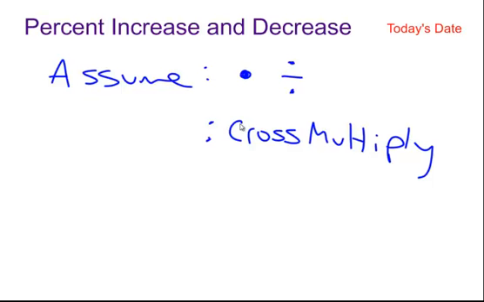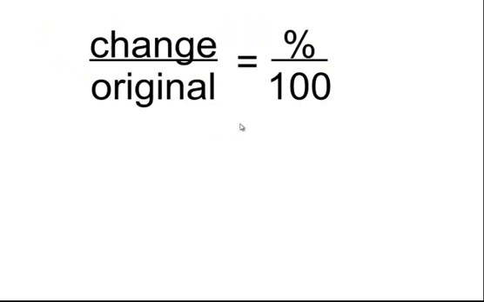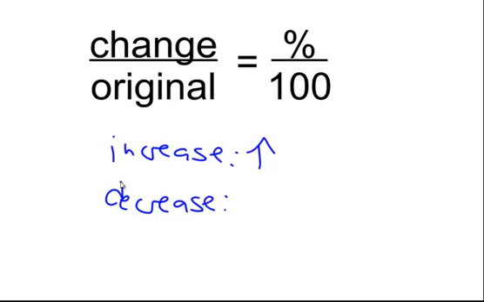All right, so biggest thing here is change over original equals percent over 100. So make sure you write that nice and big. And remember, just the words: increase means you're going up, okay? And decrease means you're going down. All right, so you have that written down.